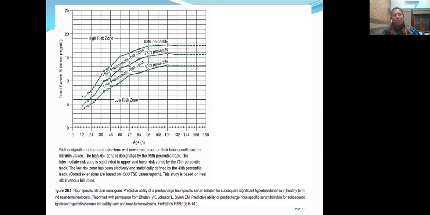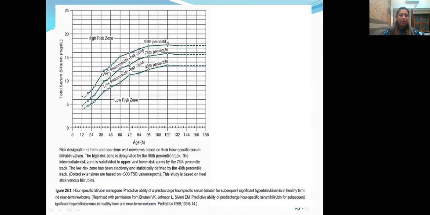Now coming to the Bhutani nomogram. This is the Bhutani nomogram, where the y-axis is plotted for total serum bilirubin, 5, 10, 15 mg per deciliter, and the x-axis shows age in hours. And it has been divided into 4 zones.